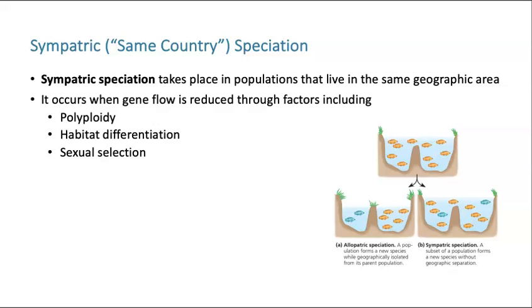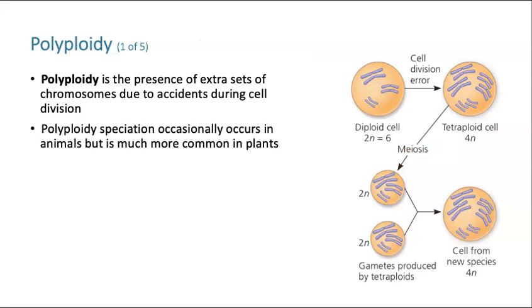There's basically three ways that this happens. One is polyploidy, and polyploidy is very challenging to understand, so we'll spend quite a bit of time talking about polyploidy. Then we'll focus a little bit on habitat differentiation and sexual selection. So let's go ahead and talk about polyploidy first.